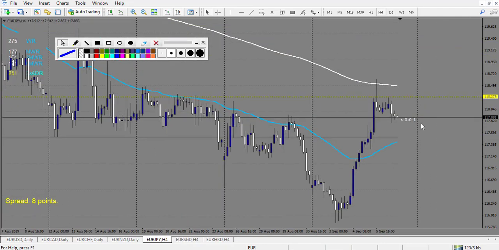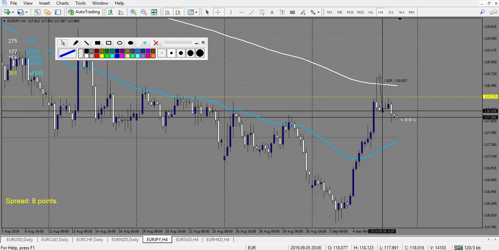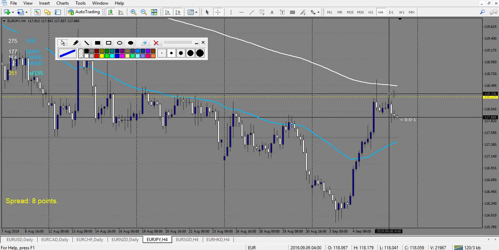Euro Yen, nice pin bar. I'm not sure the retracement entry triggered, because this pin bar is 60 pips, so around 30. No, it didn't touch. The retracement entry didn't touch, so this trade is not on.